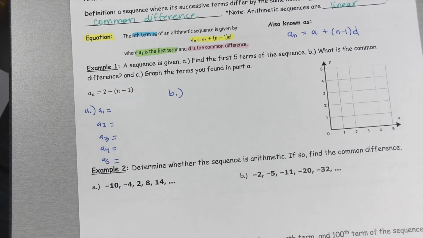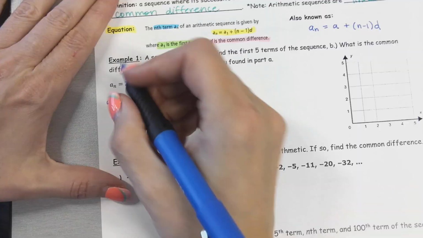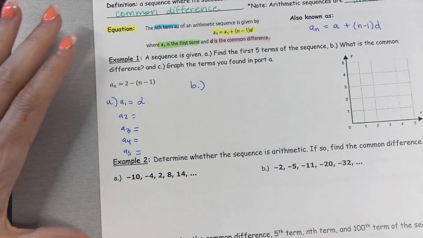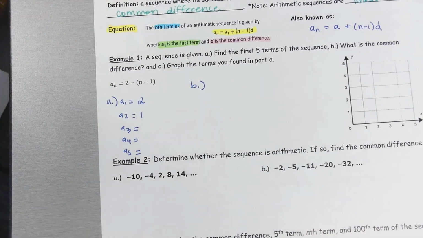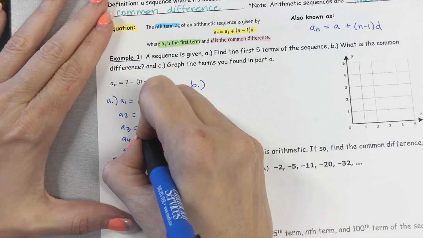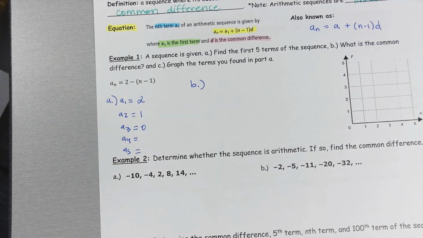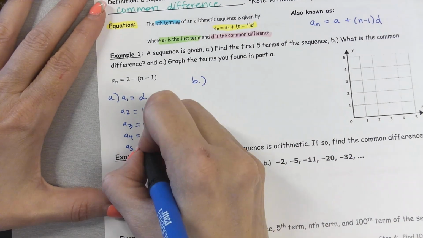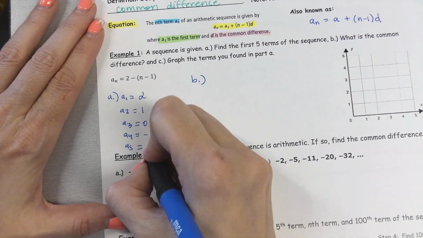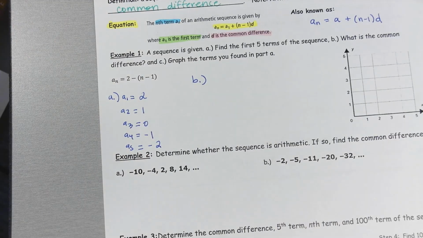Tell me what you get for a sub 1. 2, great. Joel, what do you get for a sub 2? 1. 1, nice. And then Lucas, what do you get for a sub 3? 0. Elliot, what do you get for a sub 4? Good. And then Alora, what do you get for a sub 5? -2. So then when you're going to part B, what is the common difference?